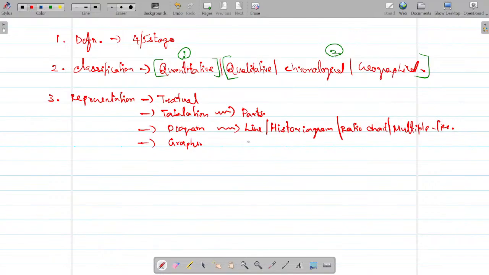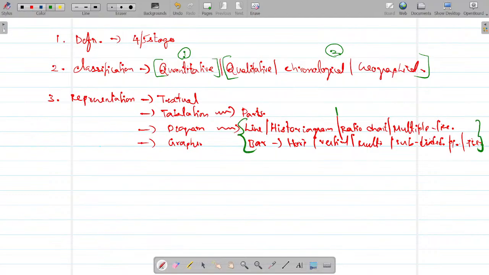In bar diagrams, we had horizontal bar diagram, vertical bar diagram, multiple bar diagram, and component, what you call a subdivided bar diagram. Percentage diagram, and pie diagram. I think this is what we have discussed so far. Why I'm recalling all this is that what we have discussed so far with respect to diagrams is all connected with qualitative, chronological, and geographical.